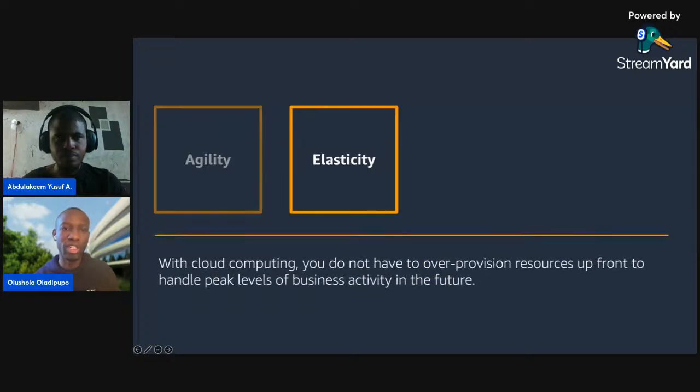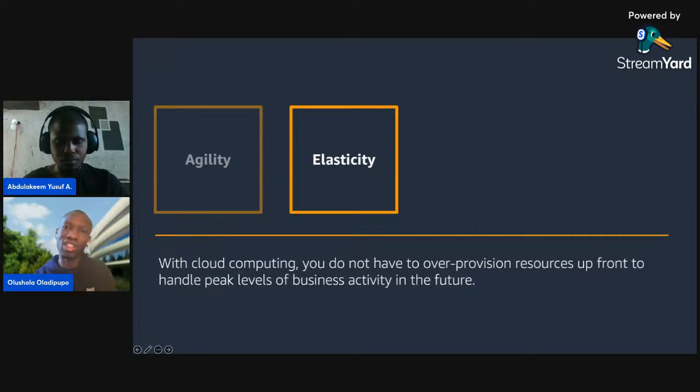Secondly, is elasticity. In the traditional data centers, customers and organizations used to overprovision upfront because they don't know the capacity that they need. So they overprovision to ensure that they have enough capacity to run their business operations, especially when there's a peak level of traffic. But with AWS Cloud, you can provision the actual amount of resources, knowing that you can scale in or scale out when your business needs it.